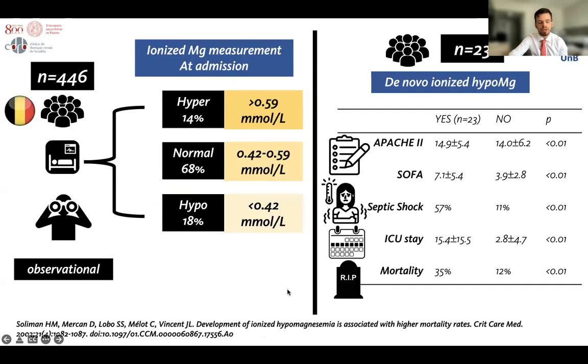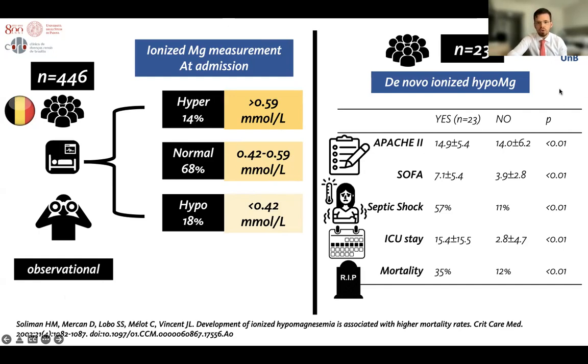Another trial, this one in Belgium, included 446 critically ill patients in the ICU. It was also an observational trial, and this time they measured ionized magnesium. The other study was with total magnesium, and this one with ionized magnesium. In this cohort, 18% had hypomagnesemia, 68% normal magnesium, and 14% hypermagnesemia.